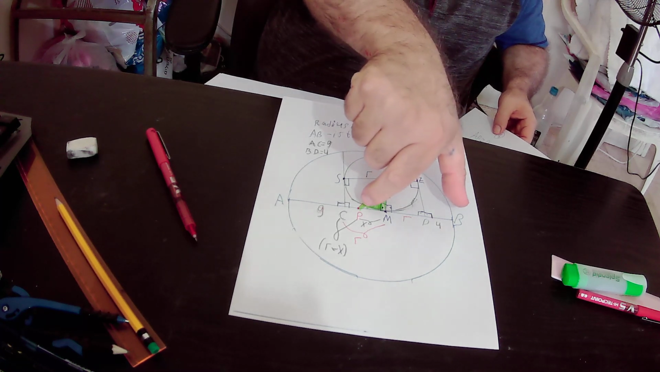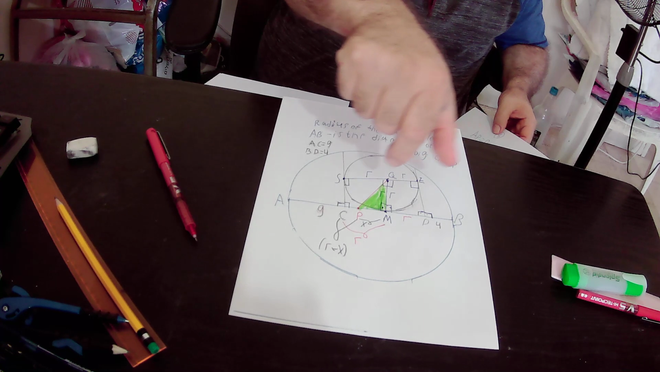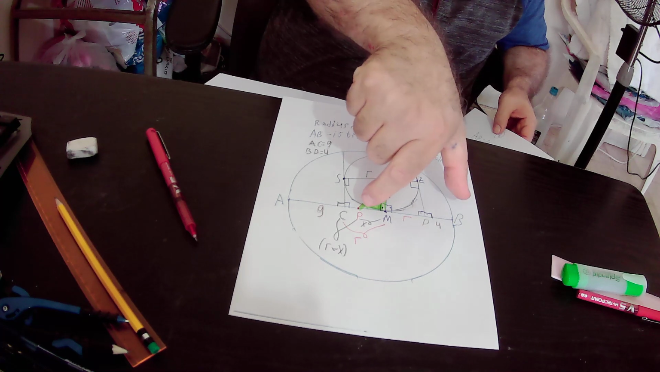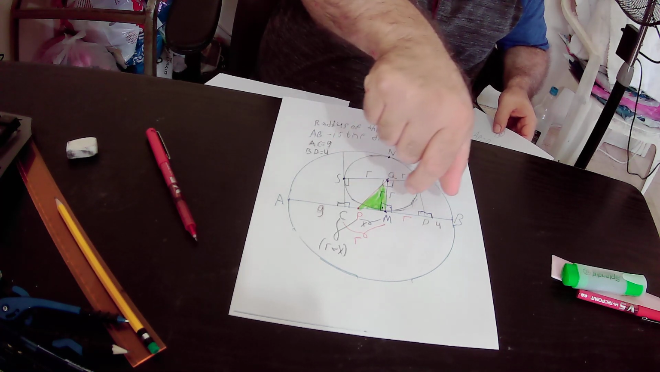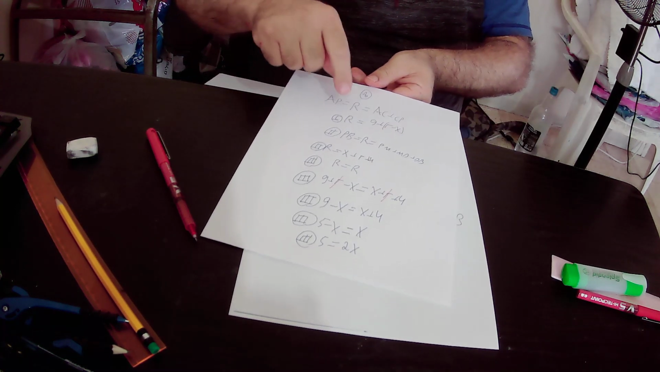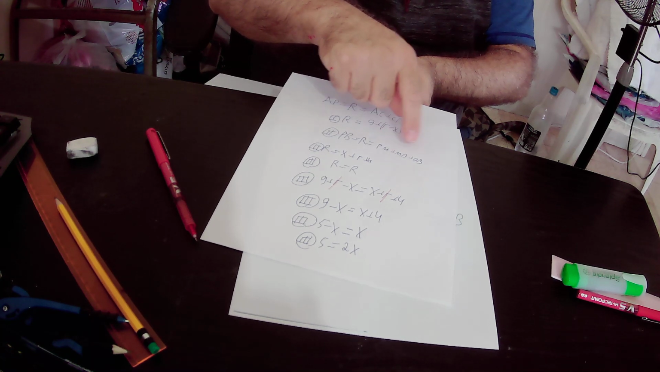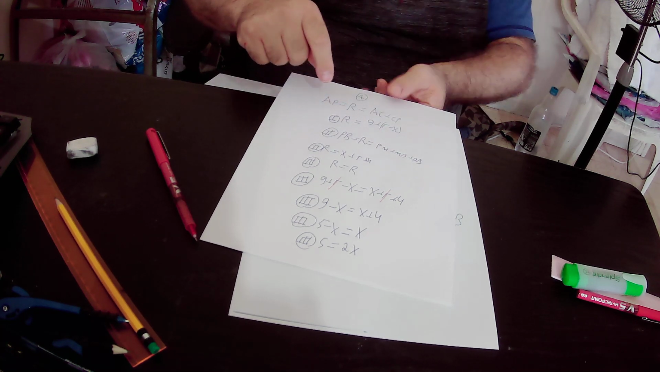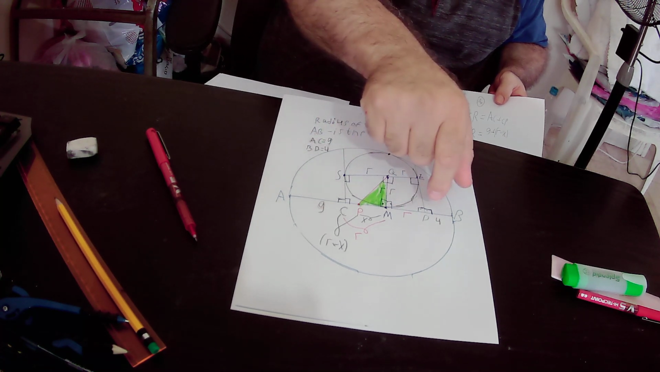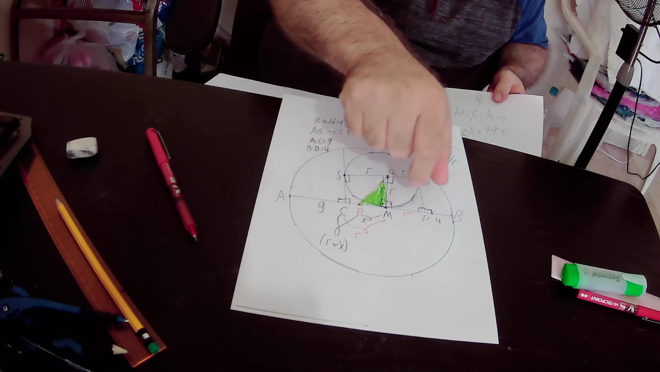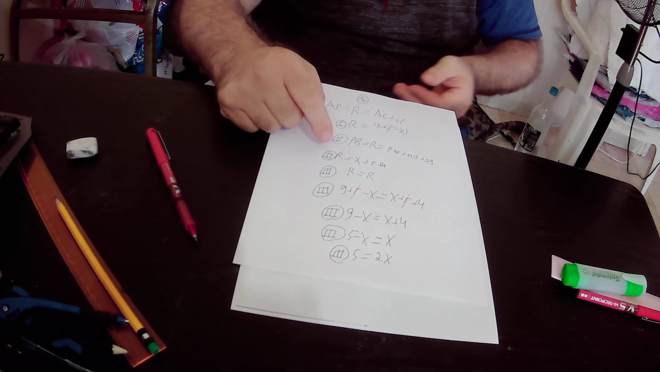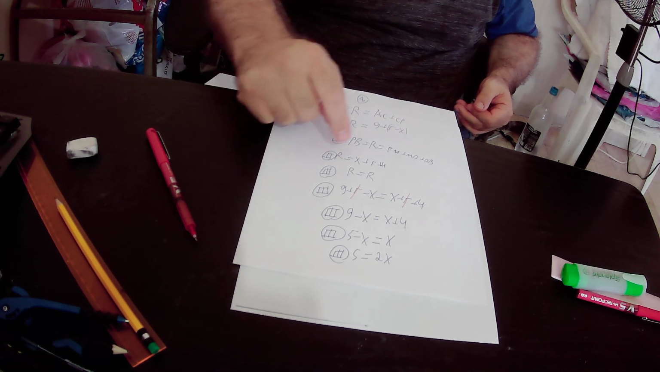But what is the value of PB? PB equals PM plus MD plus DB. Okay, but we know that PM equals X, MD equals small r, and DB equals 4. So in total, PB, that equals R, is actually equal to X plus small r plus 4.